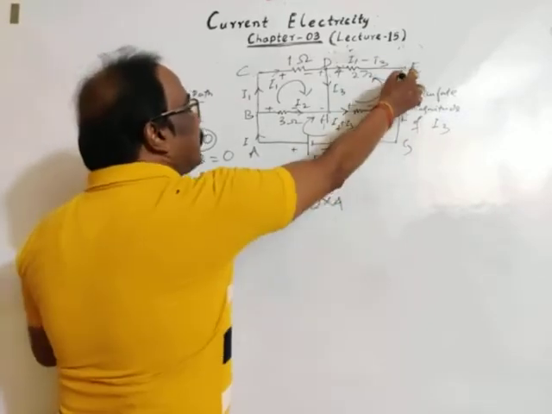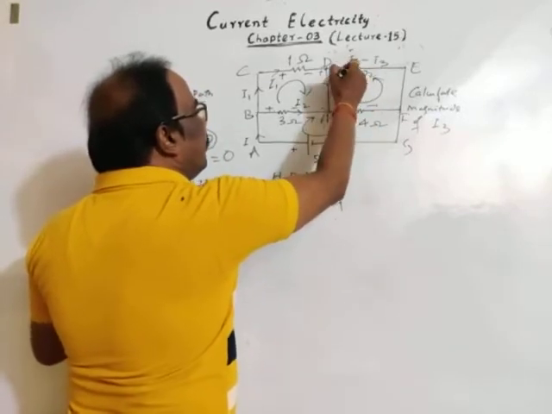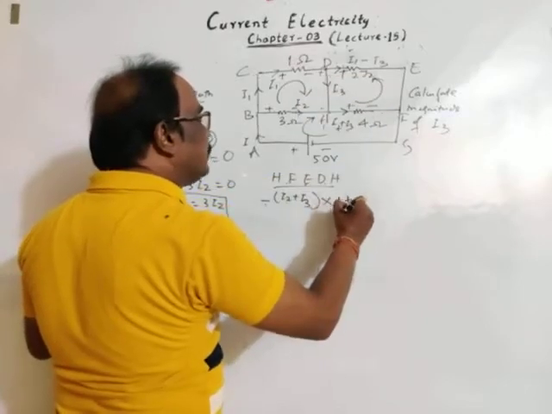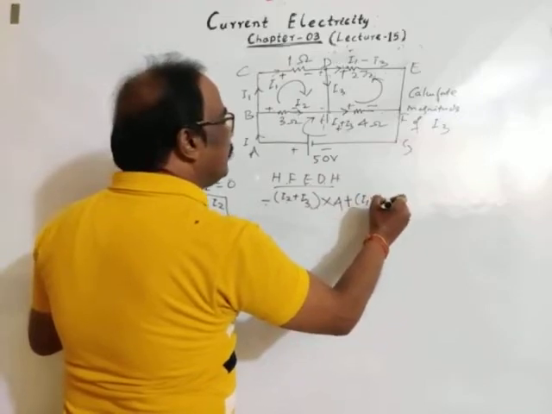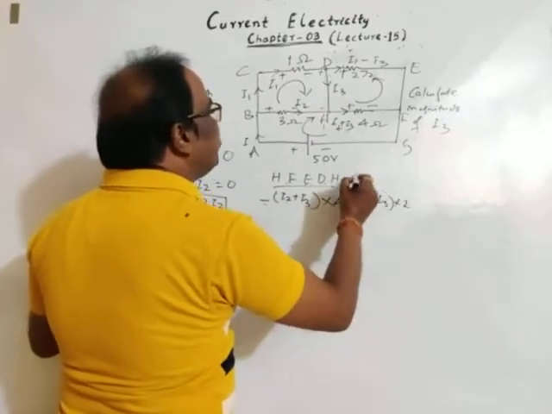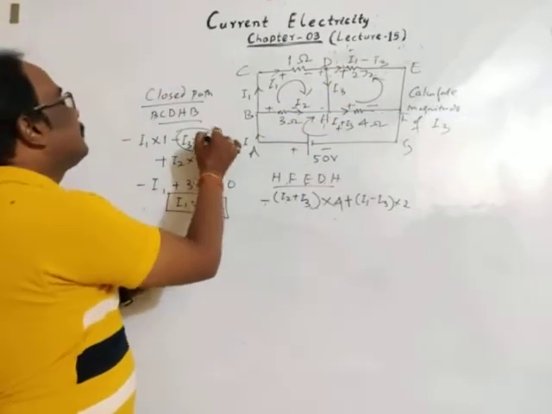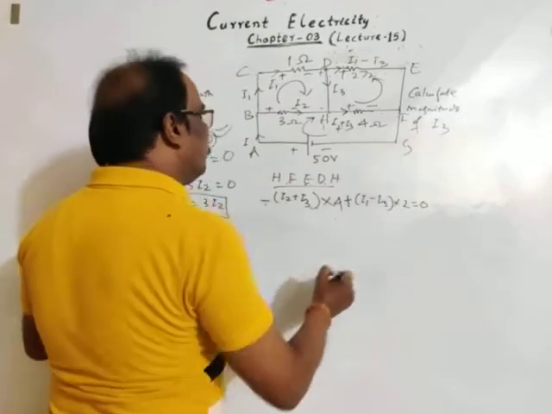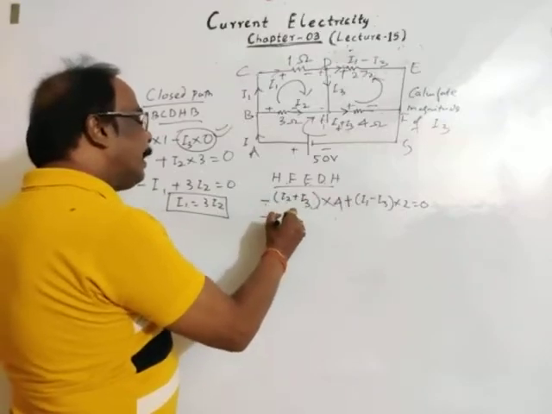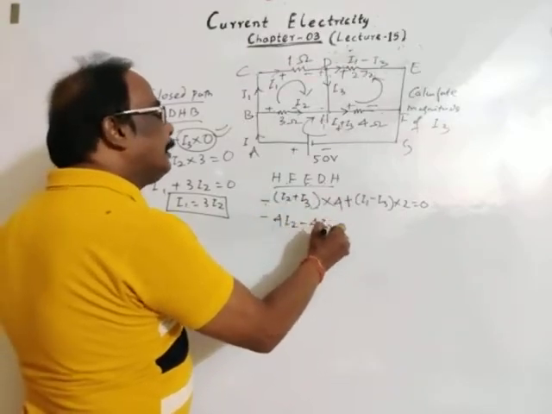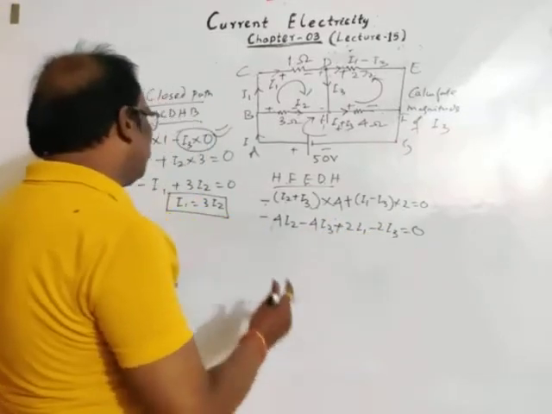Then from E to D, means from low potential to high potential, negative to positive. Low potential to high potential is positive. Here current is I1 minus I3, and resistance is 2 ohm. We reach D. Again from D to H, there is no resistance, so it is equal to 0. Okay. Then I am multiplying directly: minus 4I2 minus 4I3 plus 2I1 minus 2I3 is equal to 0.